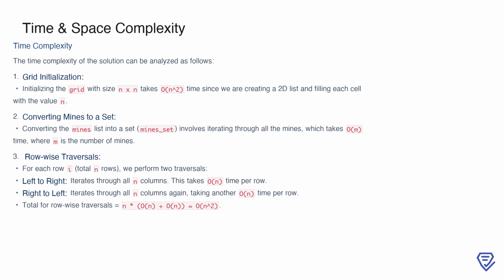Now, for the row-wise traversals, we process each row individually. For every row, we perform 2 passes, one from left to right and the other from right to left, each iterating through n columns. This results in n time per pass, or 2n per row. With n rows in total, the row-wise processing sums up to n squared.